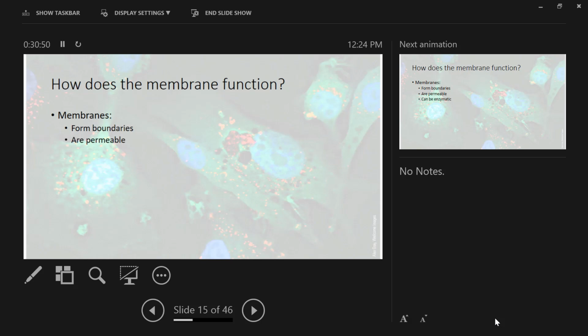Oh, man. Oh, yeah, so membranes are permeable. They're what we call selectively permeable. Some materials get through, other materials do not. It's like the TSA screening of your baggage. Some of the material makes it through, some of the material doesn't.